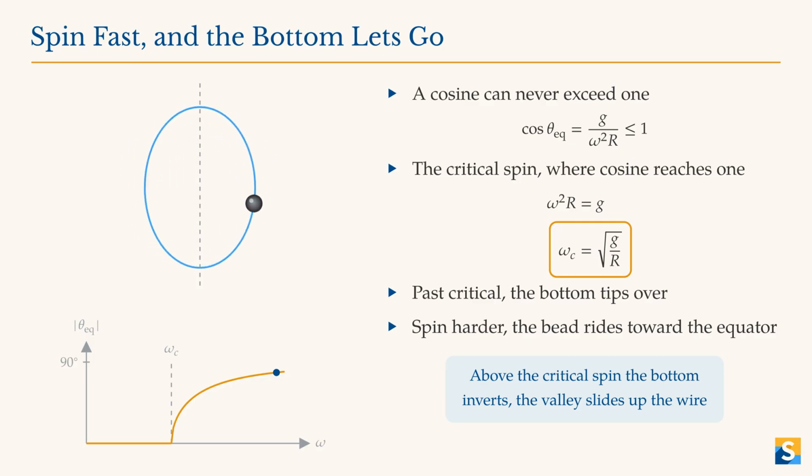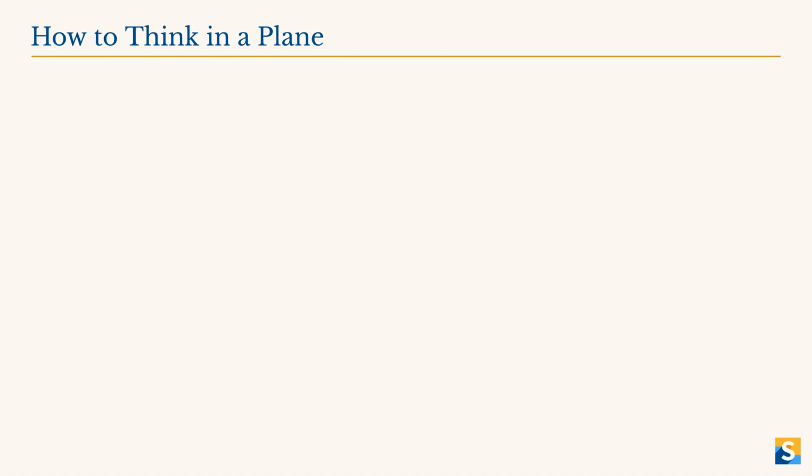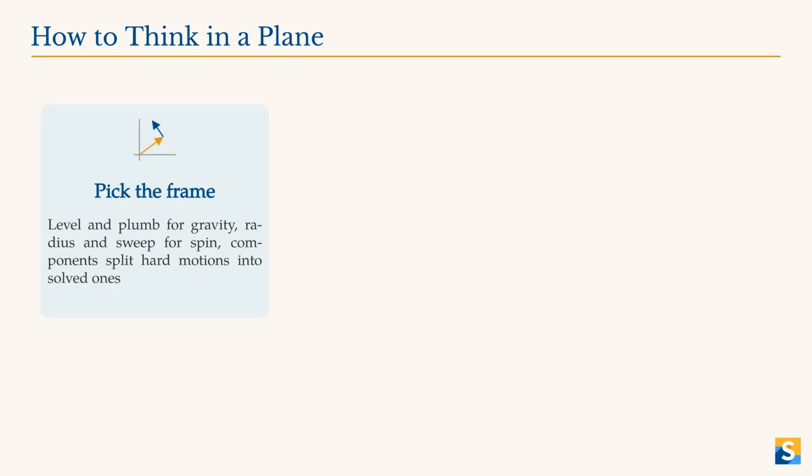Anything nudged near a stable point oscillates. 3 habits to carry out of today. First, decompose in the frame the motion picks. When gravity is the only author, use level and plumb, and the stories separate. When things turn, use radius and sweep instead, and the 4 polar terms sort the physics for you. The right frame turns one hard motion into 2 solved ones.